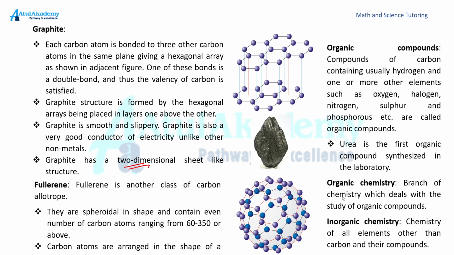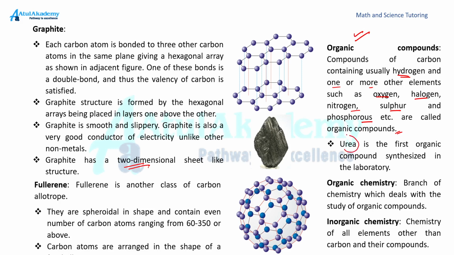Now let us talk about what organic compounds are. We hear a lot nowadays that we should eat organic food. So what are all these organic compounds? Compounds of carbon containing usually hydrogen, and one or more other elements such as oxygen, halogens, which are chlorine, fluorine, bromine, iodine, and also nitrogen, sulfur, and phosphorus, are called organic compounds. So organic compounds have carbon together with all these. They might contain only hydrogen, or may contain oxygen also or other halogens, everything.